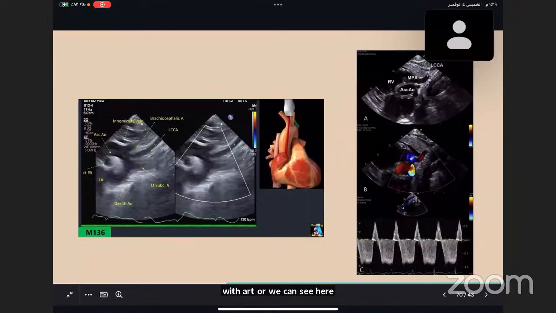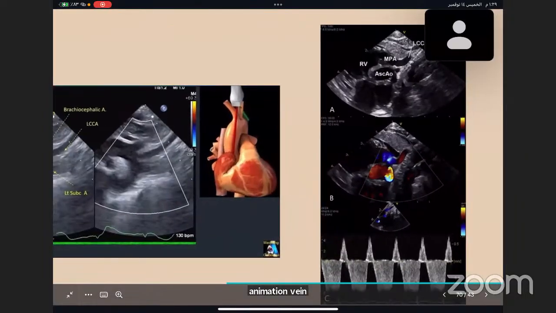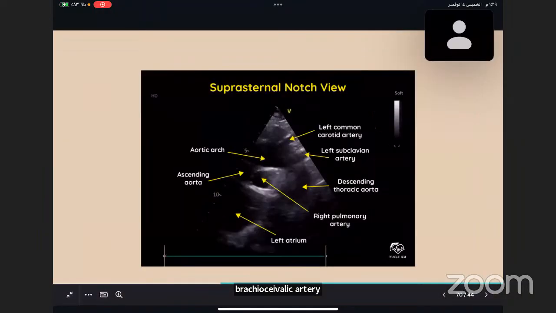Here we can see the descending aorta, innominate vein, brachiocephalic artery. And in this picture we can also see the suprasternal notch view. Here are the aortic arch, left common carotid artery, left subclavian artery, ascending aorta, left atrium, and assessment for all of that. Right pulmonary artery, descending thoracic aorta. Okay.